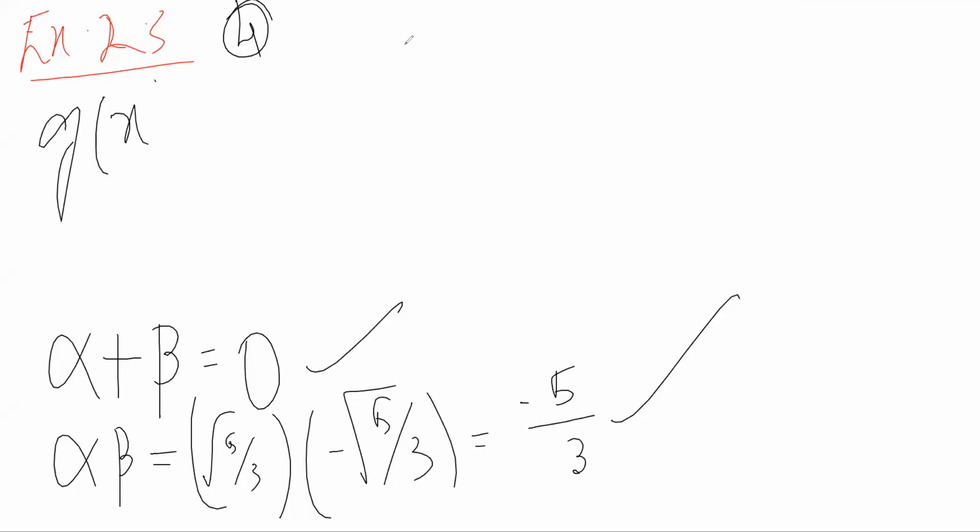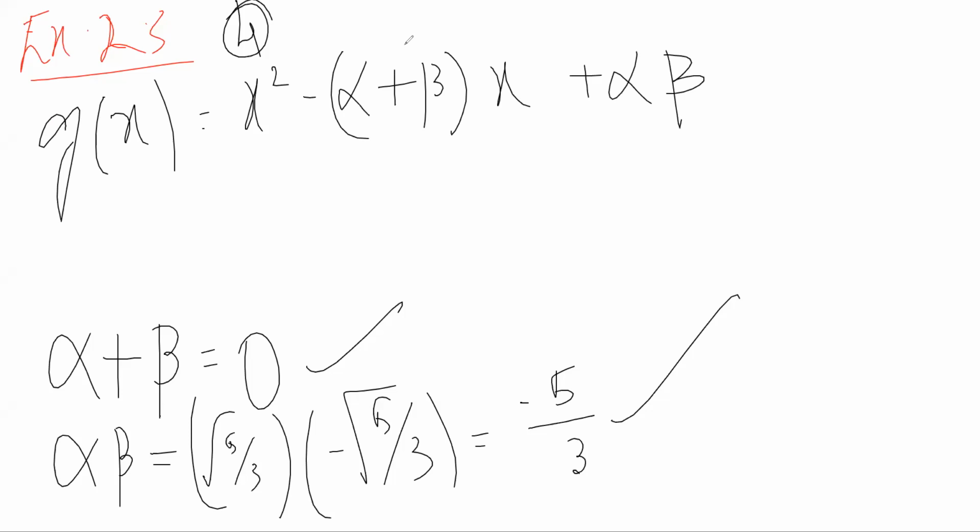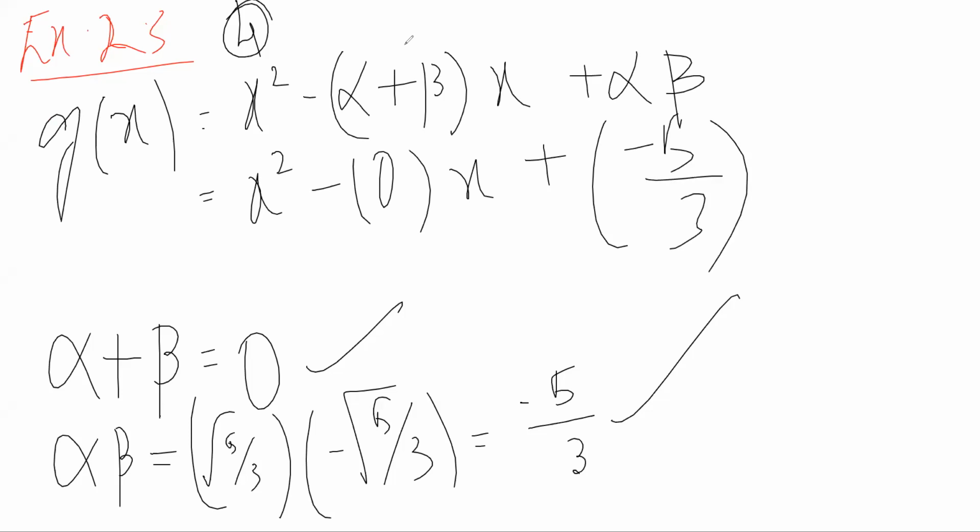The question p of x is given. G of x we are finding. So how will you find the g of x? It's x square minus, it's always minus over here, alpha plus beta into x plus alpha beta. Now you substitute: x square minus, what is alpha plus beta? 0 into x plus, what is alpha beta? Minus 5 by 3.